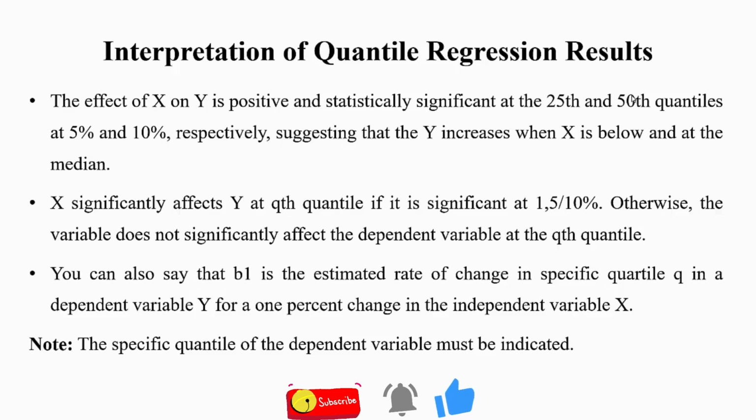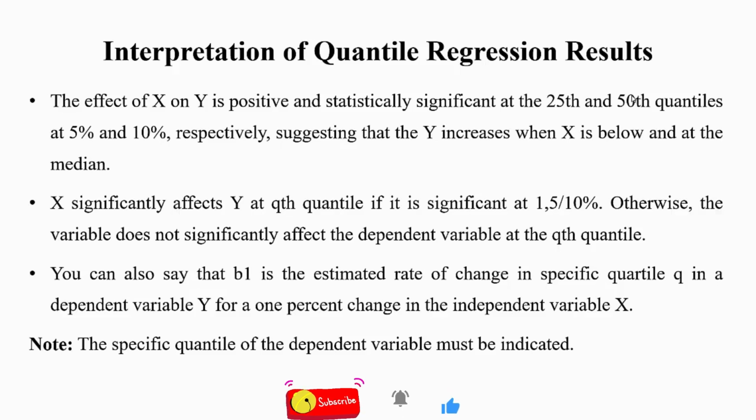So now what the result means is that when x is below the median, or when it is at the median, an increase in x leads to what? An increase in y. So that is how to interpret that particular result. What we are trying to say is that x significantly affects y at the 25th and 50th quantiles.